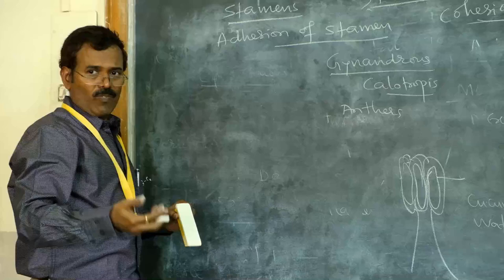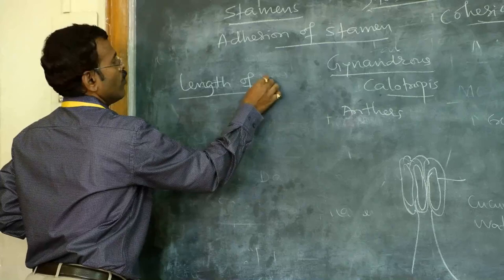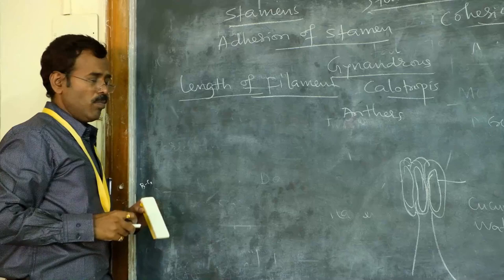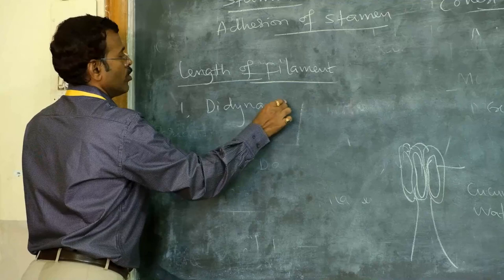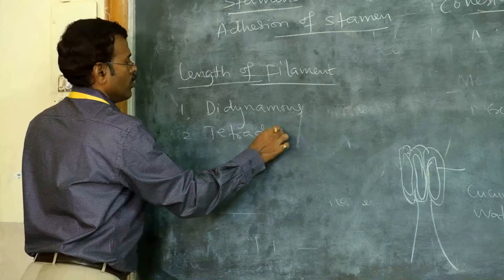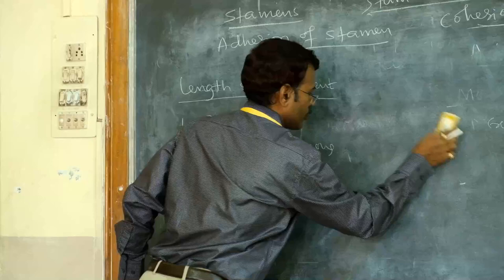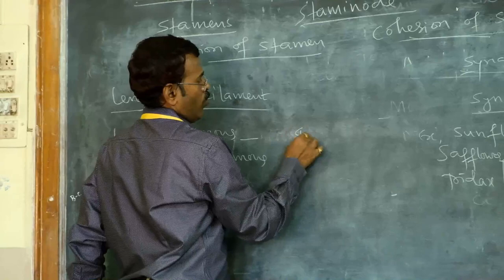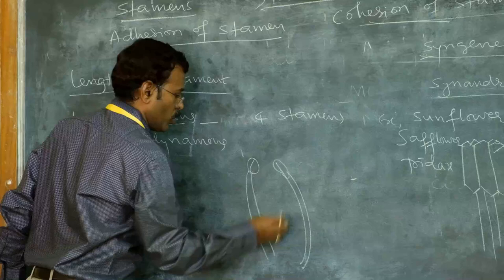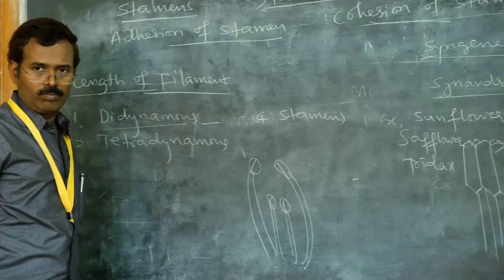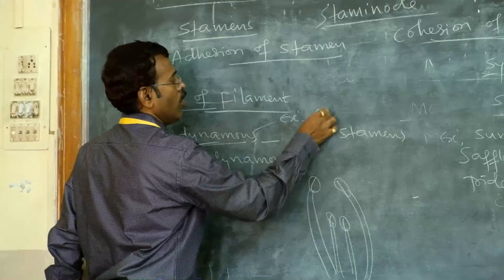Length of the filament can be variable. One condition you refer to as didynamous condition, and another one tetradynamous condition. So that is this condition here. Four stamens will be there. Out of the four stamens, outer two are long, inner two are short. This is referred to as didynamous condition. This you can see in example Ocimum, Salvia.